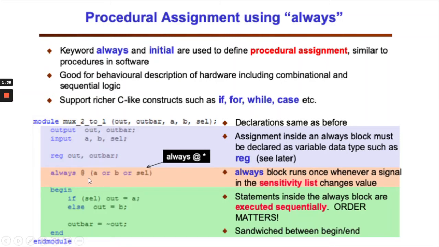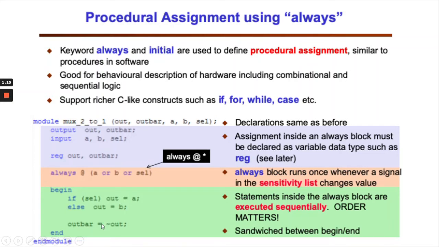So always, if there is any change in the signal A or B or select, then it will update the value, right? And within the always itself, you can put a lot of conditions. It looks more like C programming, right? So you can use if, for, while, and also case. So normally, assignment inside an always block.